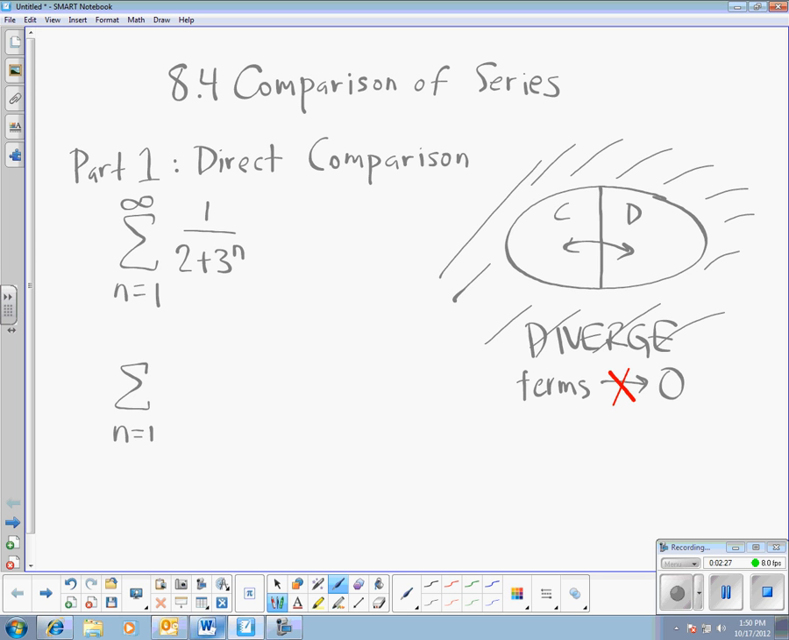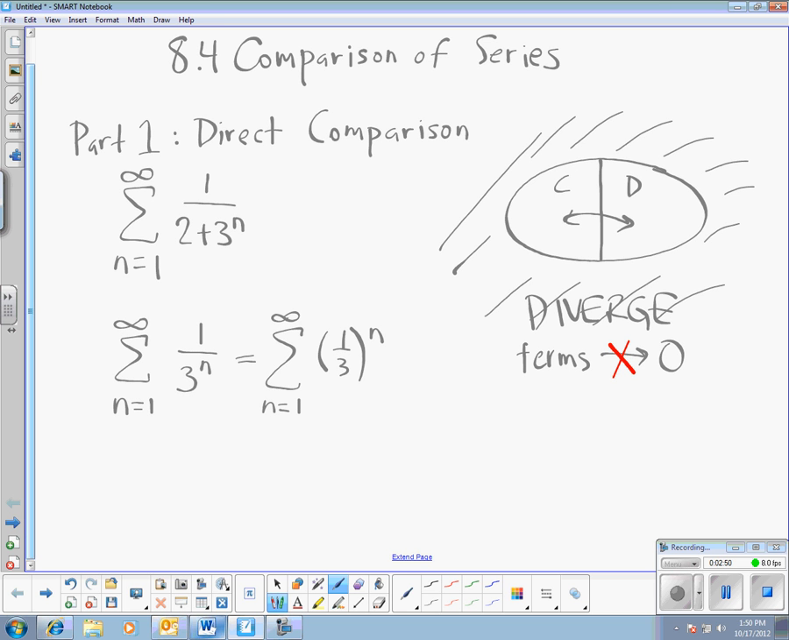Now, if I had given you this series, direct comparison is a very useful and very easy test. If I'd given you 1 over 3 to the nth power, that's just another way to say the sum of 1/3 to the nth power, because the top would be 1 to the nth, which is always 1. So this is a geometric series. Its first term is 1/3. And its R value is also 1/3 because I multiply by an additional 1/3 every time.